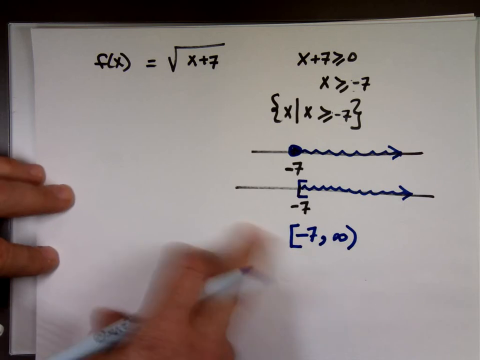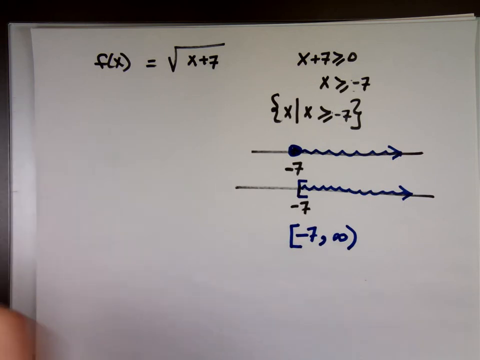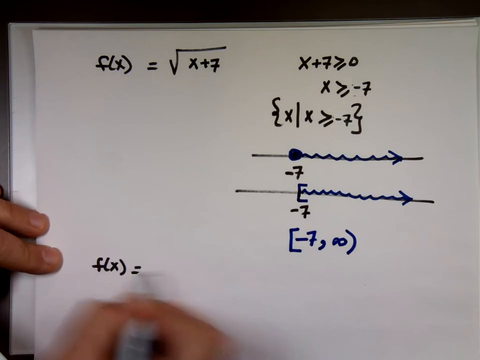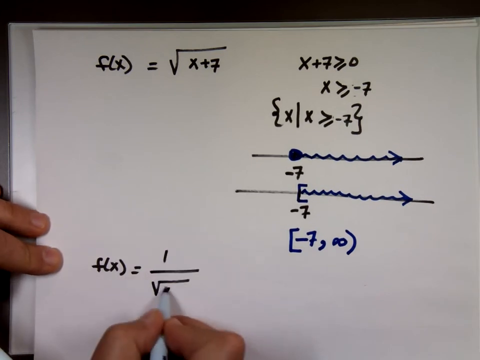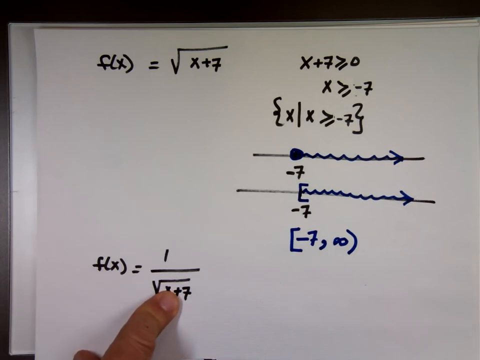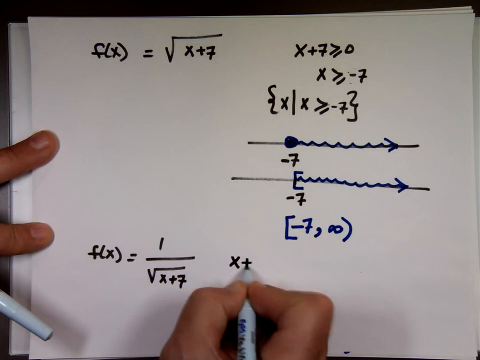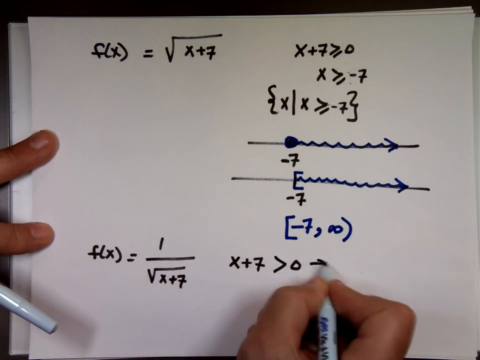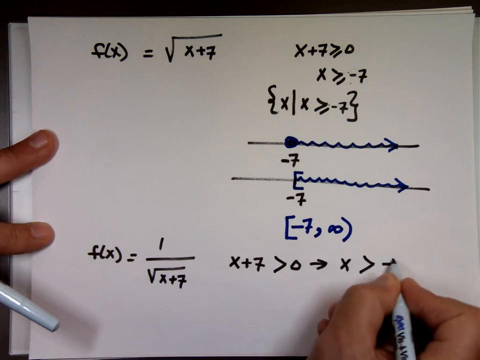How is that problem? Well, if I change that just a hair, what would the answer be? If I said f of x equals 1 over the square root of x plus 7, how is that different than this? You think there's a difference between them? Yes. It wouldn't include -7. Correct. The bottom now cannot be 0. So the only difference, you want x plus 7 to be greater than 0, not equal to, which will make it x is greater than -7.